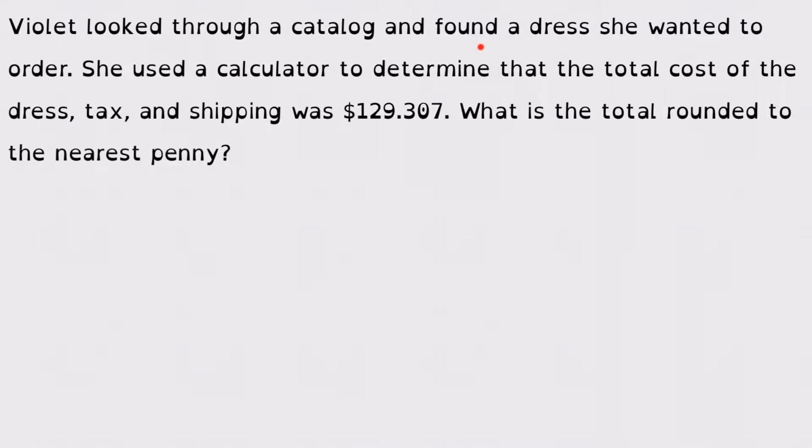Violet looked through a catalog and found a dress she wanted to order. She used a calculator to determine that the total cost of the dress, tax, and shipping was $129.307. What is the total rounded to the nearest penny?